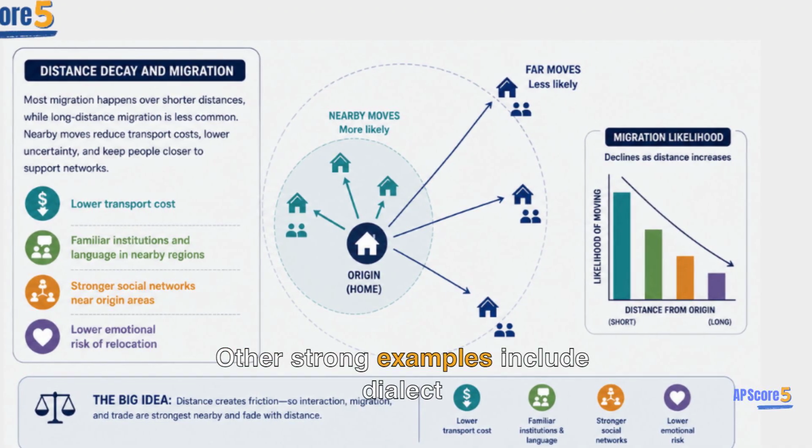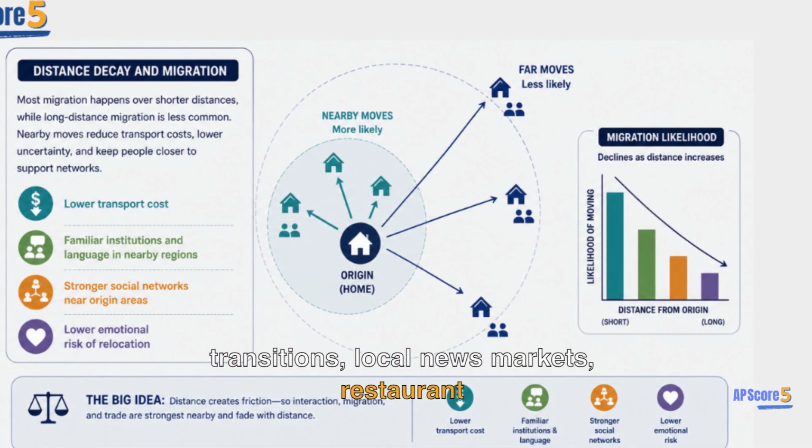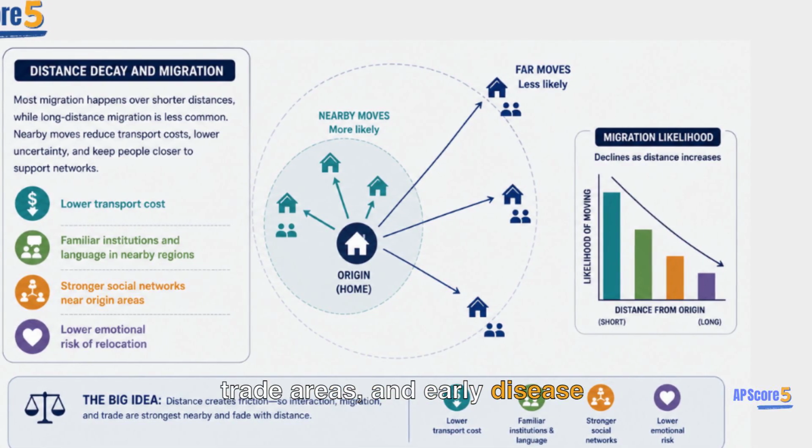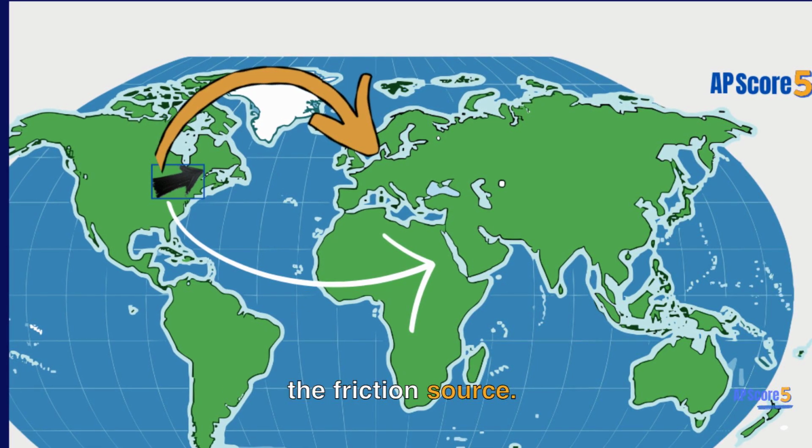Other strong examples include dialect transitions, local news markets, restaurant trade areas, and early disease spread patterns. Always pair the example with the friction source.